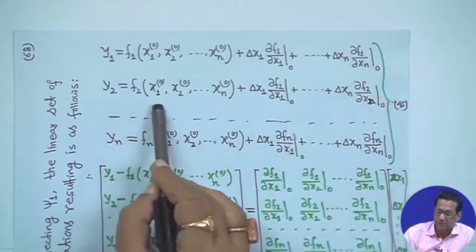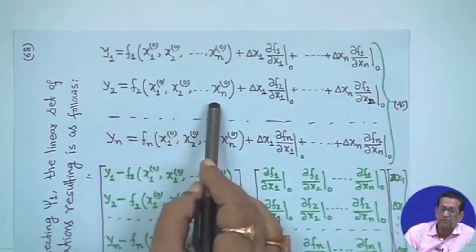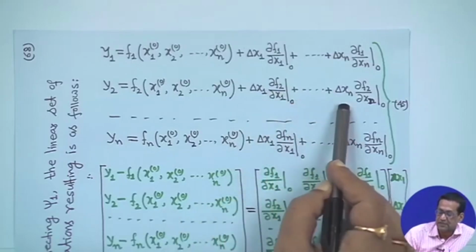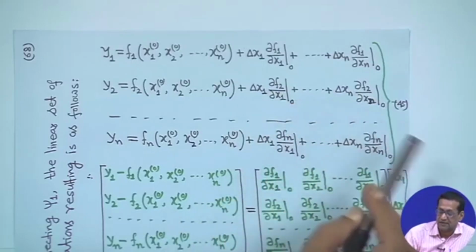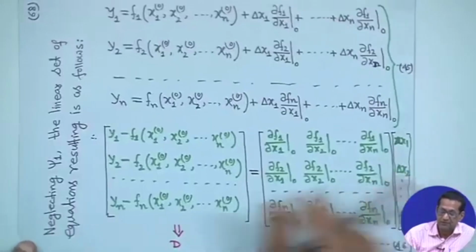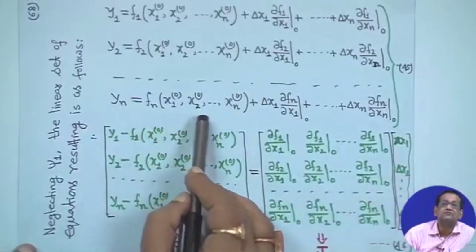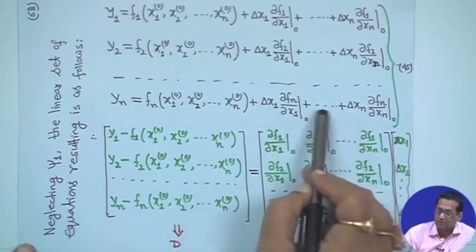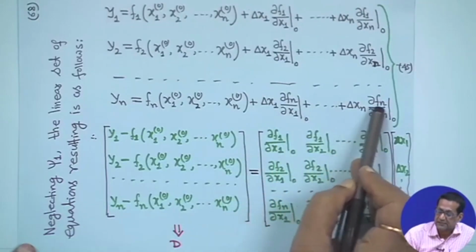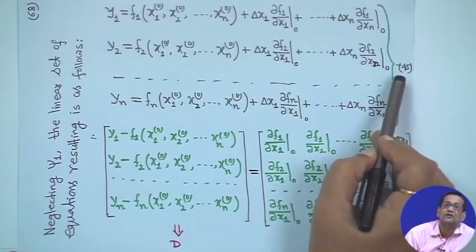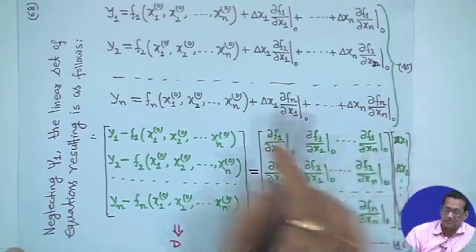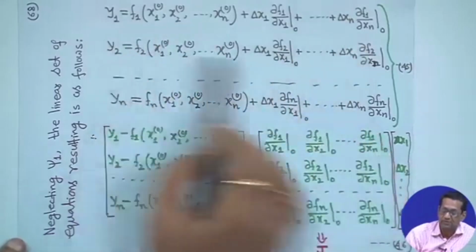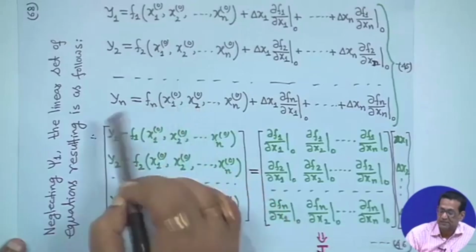Similarly, y2 is equal to f2(x1^0, x2^0, up to xn^0) plus delta x1 del f2 upon del x1 up to plus delta xn del f2 upon del xn. Similarly, yn is equal to fn(x1^0, x2^0, up to xn^0) plus delta x1 del fn upon del x1 up to plus delta xn del fn upon del xn. This is equation 45. Now you can write y1 minus f1 is equal to this one, y2 minus f2 is equal to this one, yn minus fn is equal to this one.